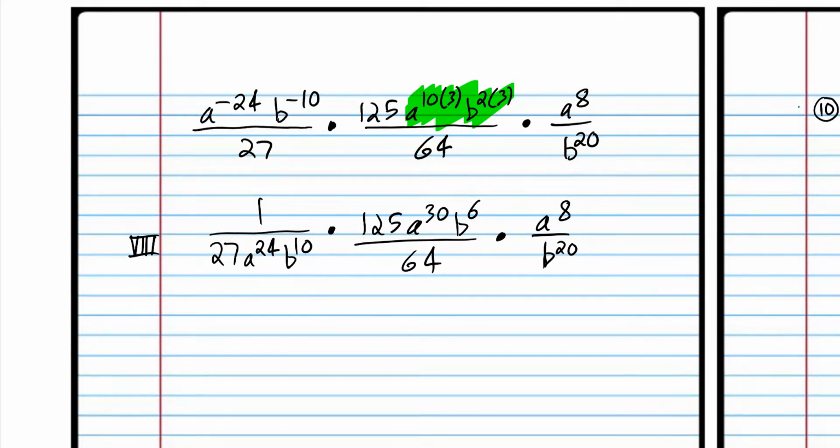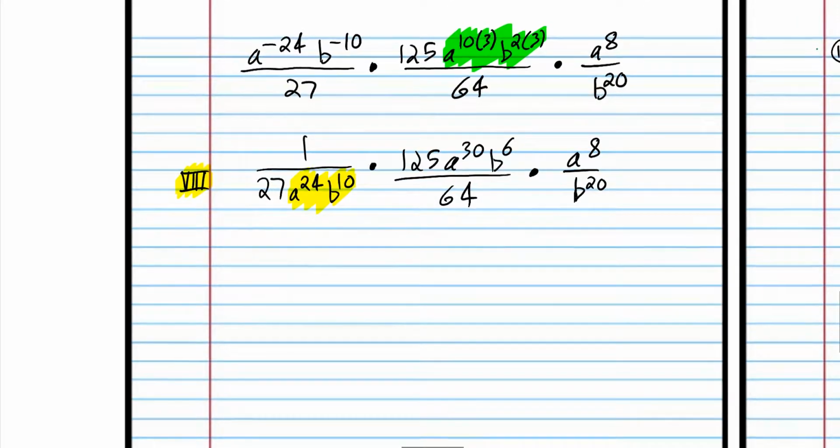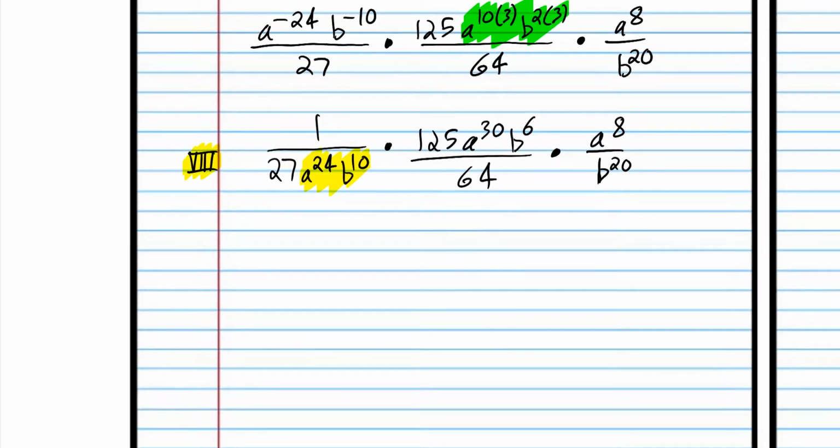The rest is going to be fairly easy, but let's just make sure we know what rule number 8 was. That was here. So now we're just going to multiply straight across. We're multiplying fractions. You just multiply the denominators and the numerators. So multiplying the numerators, 1 times all this, and a to the 8th, we're going to use rule number 1. So 125, a to the 30 plus 8 power, and then b to the 6th.